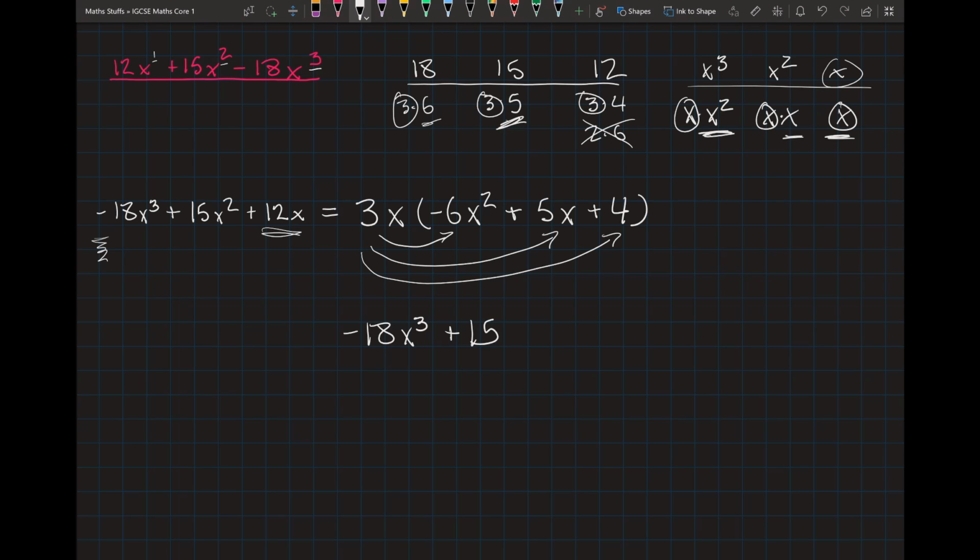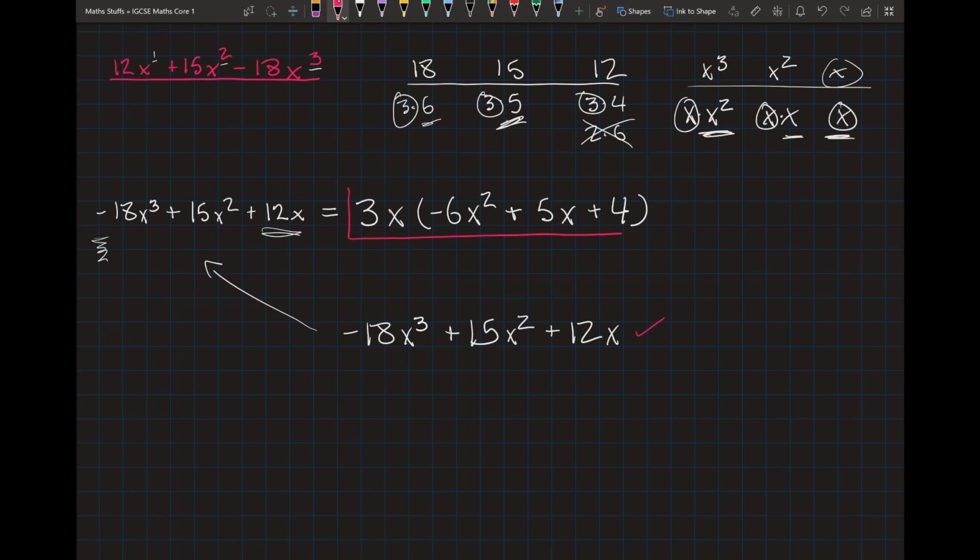X times x is x squared. And then our last one, 3x times 4. We're adding this, so 3 times 4 is 12, and we multiply by our x, that gives us 12x. So negative 18x cubed plus 15x squared plus 12x. This is the same thing as what we started with, so we checked our solution and it works. So we have successfully factorized this.